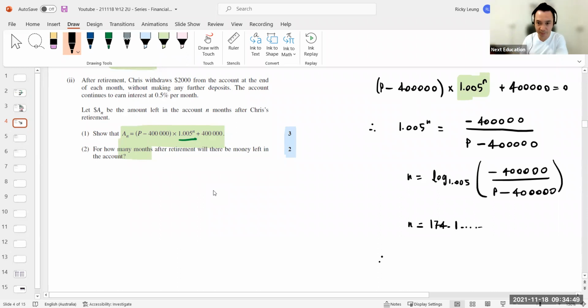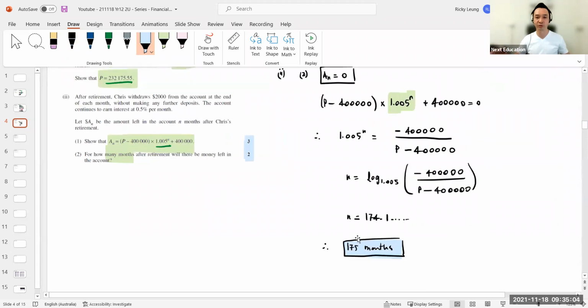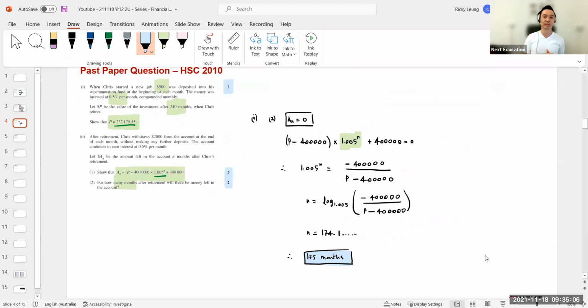So for this one, the answer is 175, the 175th. How many months, right? That's right. So the rounding always depends on the context of the question. In this case, they want you to run out of money on the 175th month. So hopefully that was okay. That's an HSC question.